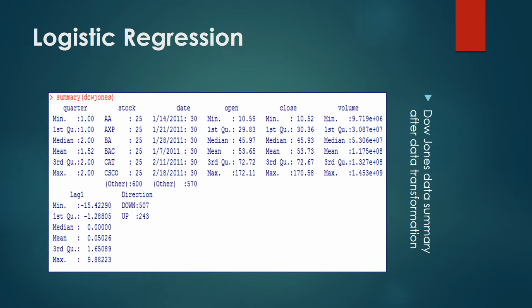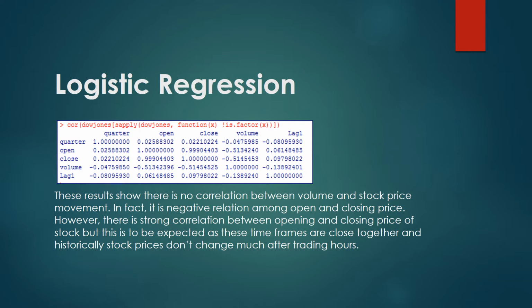Okay, so now we get into the logistic regression results. First thing you do with logistic regression is you definitely want to see a summary of the data. So this shows a summary: min, max, averages, all that sort of stuff. Here are some results that show there's really no correlation between volume and stock price movement. Like I said before, that's definitely something you want to look at. In fact, it's a negative relationship. However, there is a strong correlation between opening and closing price, but that's to be expected because stock prices, as you know, don't change that much after trading hours.